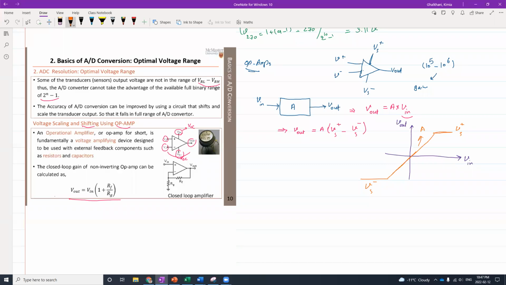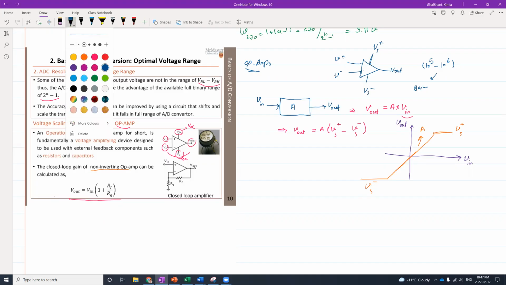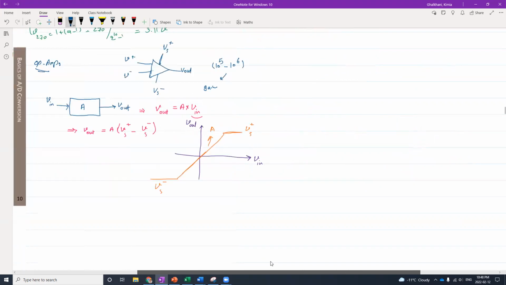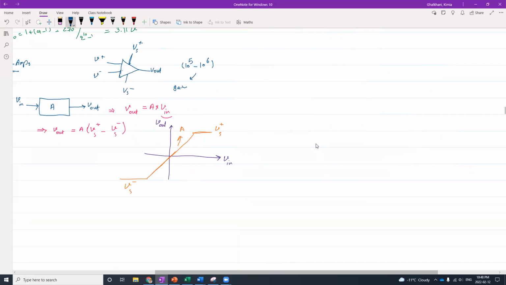Now, what is the closed loop gain of a non-inverting op-amp? Right? I'm going to talk about a non-inverting op-amp. So how to do that? How to calculate the closed loop gain of a non-inverting op-amp? If I have an op-amp, I'm going to draw the equivalent circuit of that op-amp. I can draw it like this. Right? Let's say this is my op-amp.